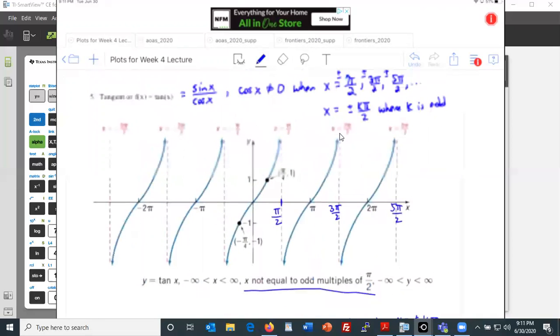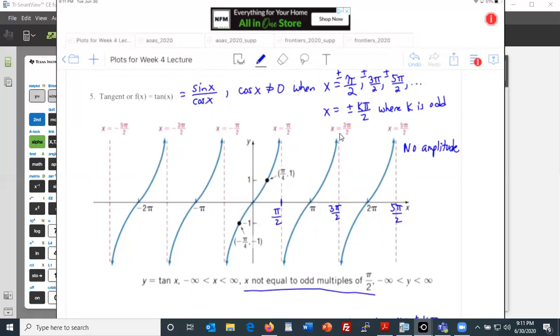Now, let's take a look at these one more time and ask a couple of things. What's the amplitude of tangent? Remember, amplitude is height. What's the height of each of these curves? It's infinity. So we would say that there is no amplitude in these graphs because the heights are infinity. So therefore, you can't have amplitude.